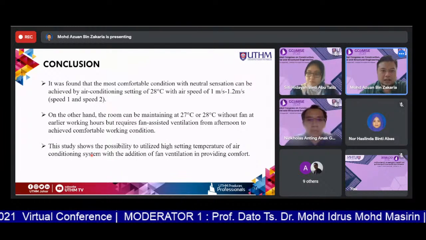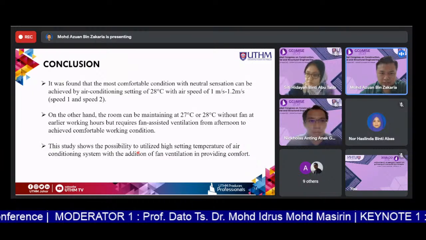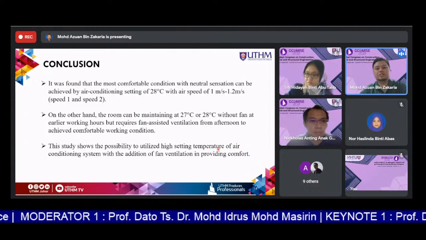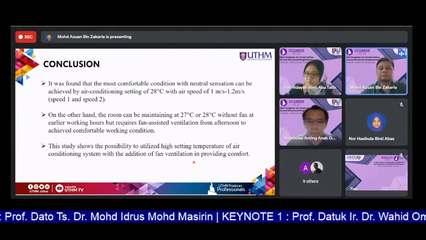Last but not least, this study shows there is a possibility to use a high setting temperature for the air conditioning system, with the addition of a fan, in providing comfort in the office.